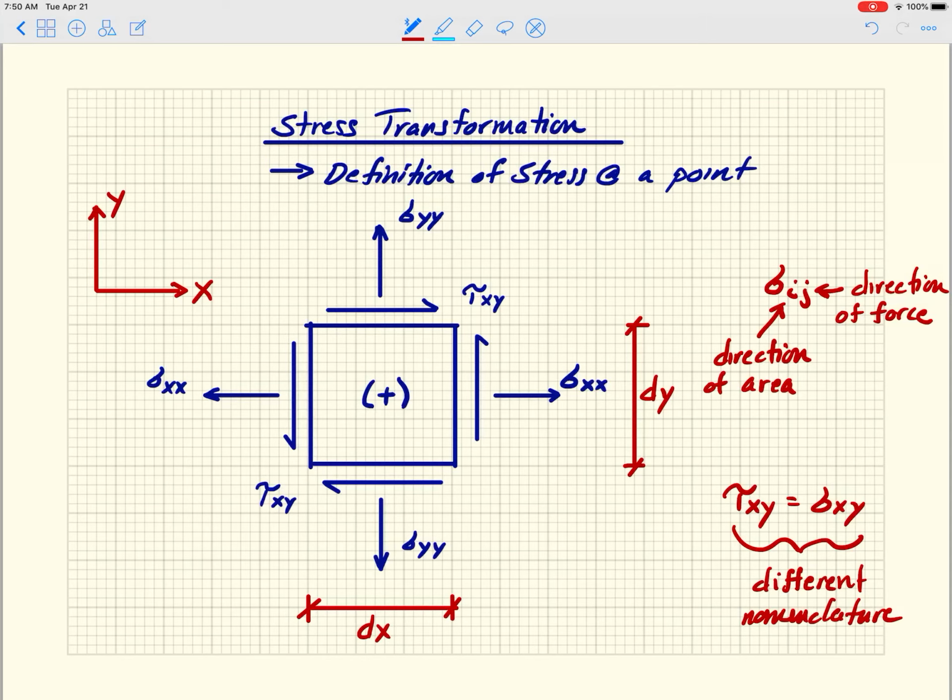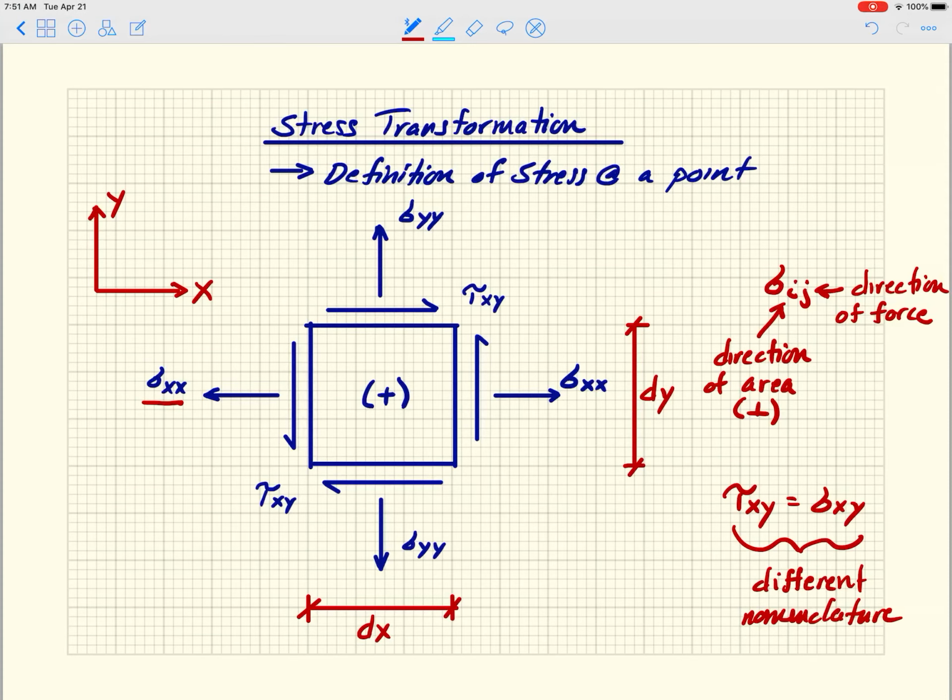So if we look at, for example, sigma xx, that is acting on a positive x face, right? And I should put here, perpendicular. Because the normal of that face is going in the positive x direction, right? And then you look at the arrow, it is also going in the positive x direction, so that has a positive area and a positive force direction.